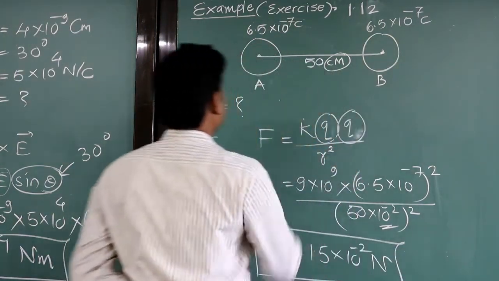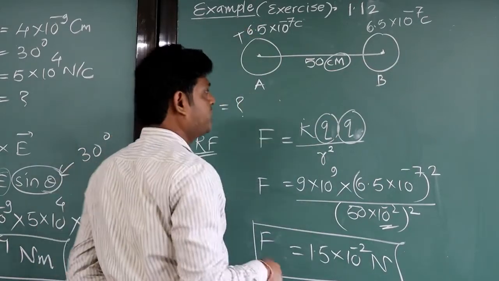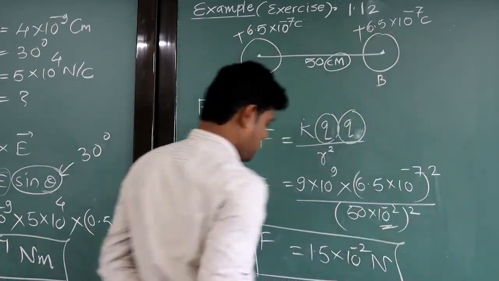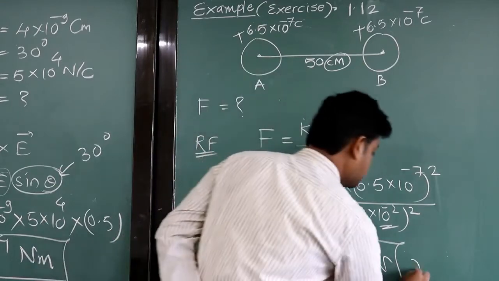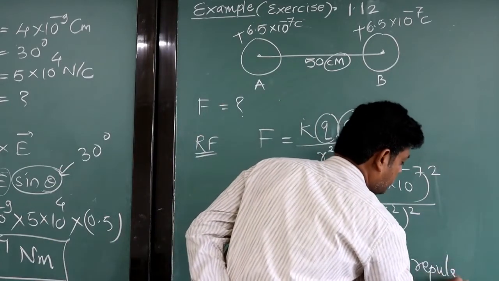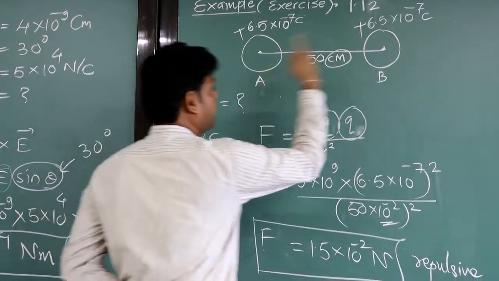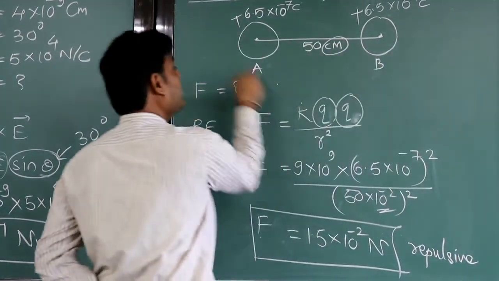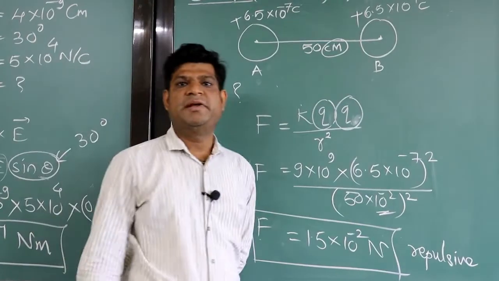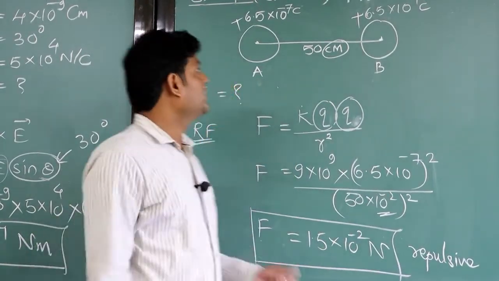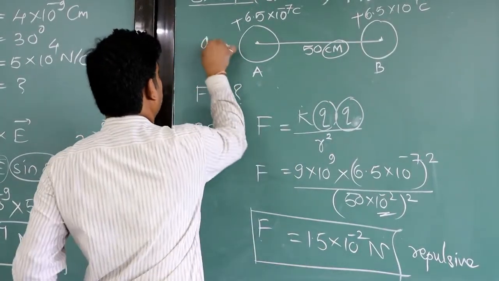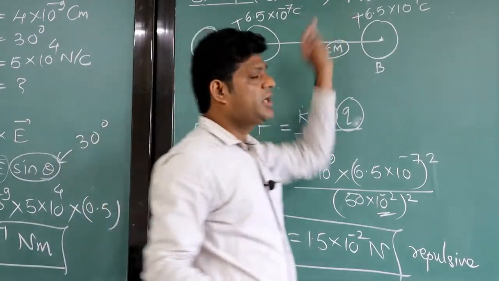Here you can say that the first charge Q1 is plus, the second one is also plus, so the force is a repulsive force, right? They will repel each other. A will repel B and B will repel A. The repulsive force will be present between the two charges. So here is the first part of example 1.12.